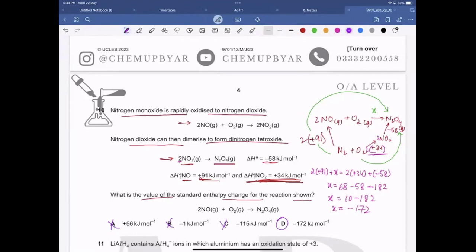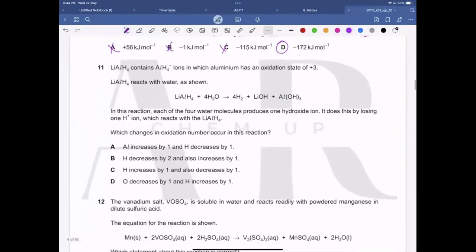Okay, now question number 11. LiAlH4 contains AlH4 negative ions in which aluminum has an oxidation state of +3. LiAlH4 reacts with water as shown. So it is +3, +1, +1, 0, and -1 as well.